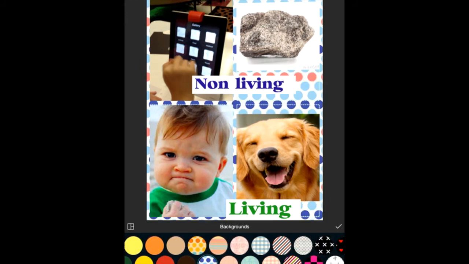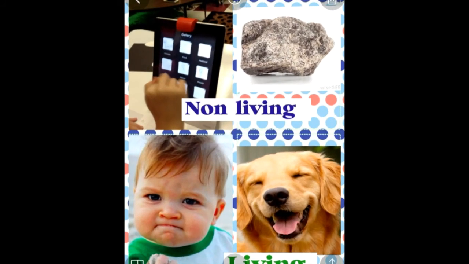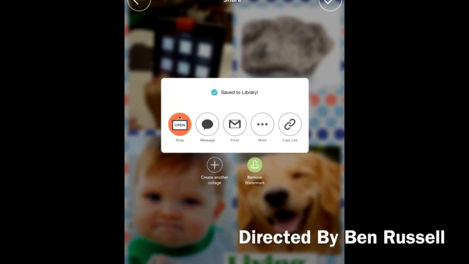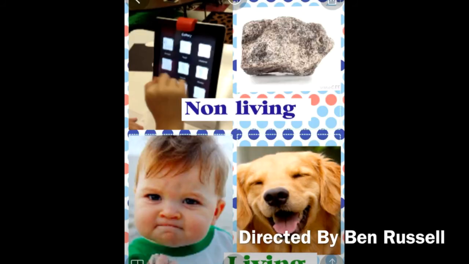All right, so that's how you would make a Pic Collage with multiple pictures. Again, you would save it by tapping the rectangle with the arrow shooting out of it, and it saves to your library, and you can go back to your photos and email it like we did before. Think about the things that you can do with Pic Collage in your class, and I can't wait to see them.